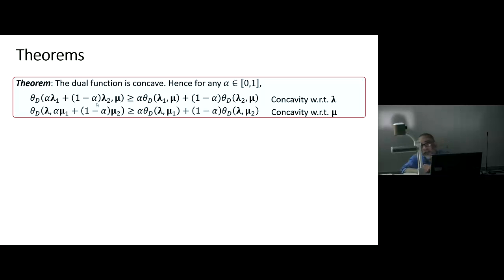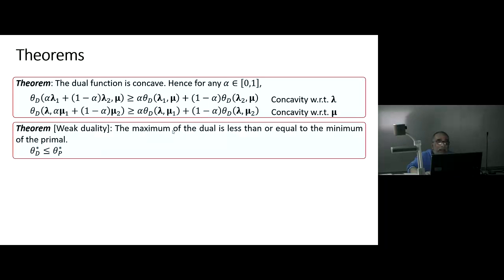Okay, now we've started some properties. So the dual function is concave. And so this is the property of concavity. And then we saw that the maximum of the dual is less than or equal to the minimum of the primal. So the dual is concave. So it's like an inverted cup shape, and the top of it is theta d star. And that will always remain lower than theta p star, which is the minimum of the primal.